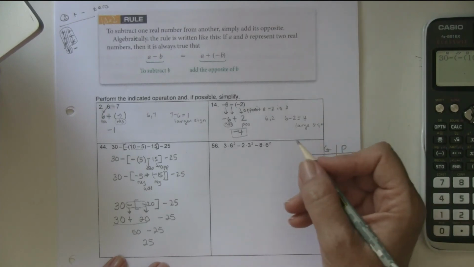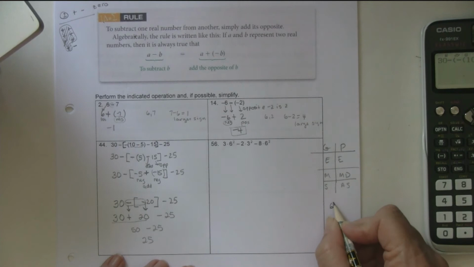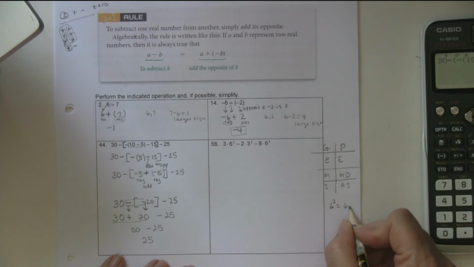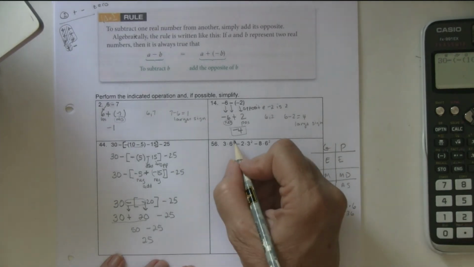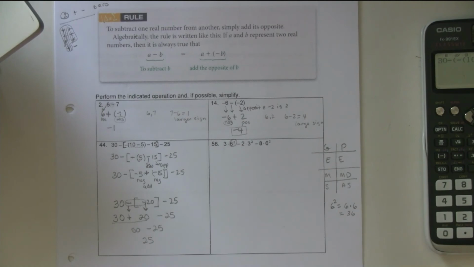So I just want to look, real quick off to the side here, at what 6 squared is, because that's the first thing I'm going to do. 6 squared, remember, is repeated multiplication. Write the 6 twice, which is 6 times 6, which is 36. So when I see this 6 squared right here, that's really just 36, right? A common boo-boo is for people to say it's 6 times 2 instead of 6 times 6, so you have to be careful there.